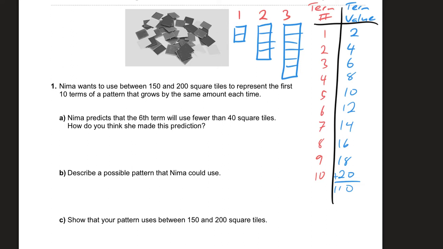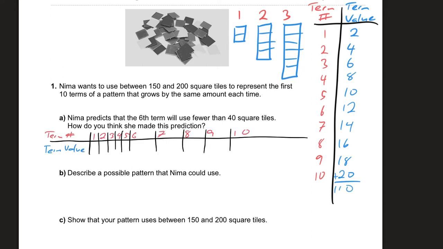Well, we might make another table of values, and we can make it on its side like this. Now, Nima doesn't say anything about what might be in the first 5 terms, but she does say that she thinks that the 6th term will be less than 40, and here's why. If the 6th term is 40, that means the 7th term is going to be 40 and a little bit more, and the 8th term is going to be even more than that, and the 9th term is going to be even more, and the 10th term, well, you get the idea. It just keeps going.